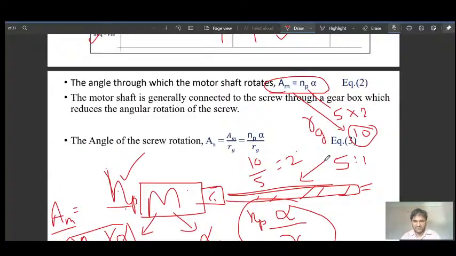Clear? I hope it is clear. If you have any doubt, you can unmute yourself and then reply. So remember these two equations, the relation between, obviously it is very clear, Am, number of steps and step angle, by which you get the amount the motor will rotate, and then since gear reduction is there, the screw will rotate less in this reduced ratio, so that ratio we use Rg for gear ratio. So we are good.